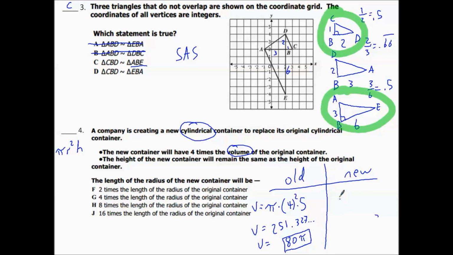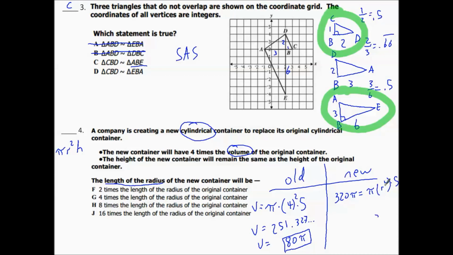So let's multiply this by 4. But let's just multiply the number. Let's keep that pi out of this because that's going to give us this gross nasty decimal. So 4 times 80 gives you 320 pi. This is equal to, again, that's our volume. So pi times our radius. Ooh, we don't know what the radius is. In fact, that's the answer to this question. So times our radius squared, which we don't know, times, oh, the height will be the same. Let's keep this 5.